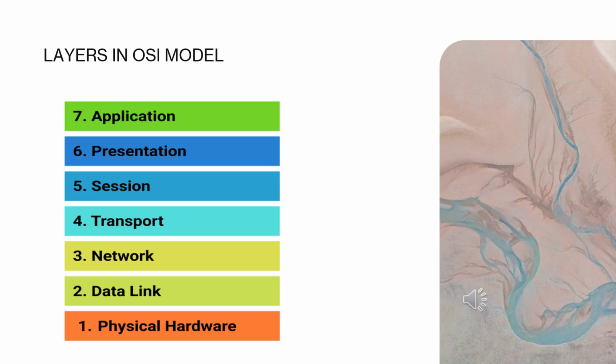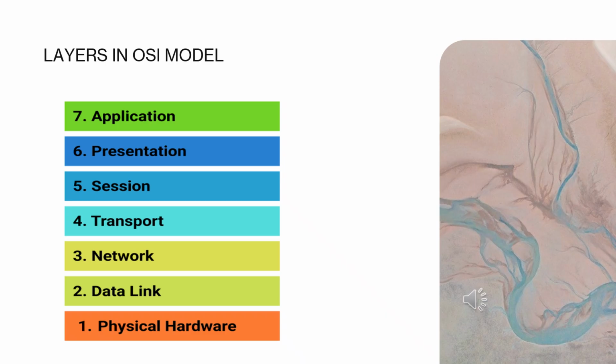So always remember, in the receiver system it will always be 1 to 7, meaning data will be transferred from the physical layer to the application layer, and in the source system it will always be 7 to 1, data will be transferring from the application layer to the physical layer.